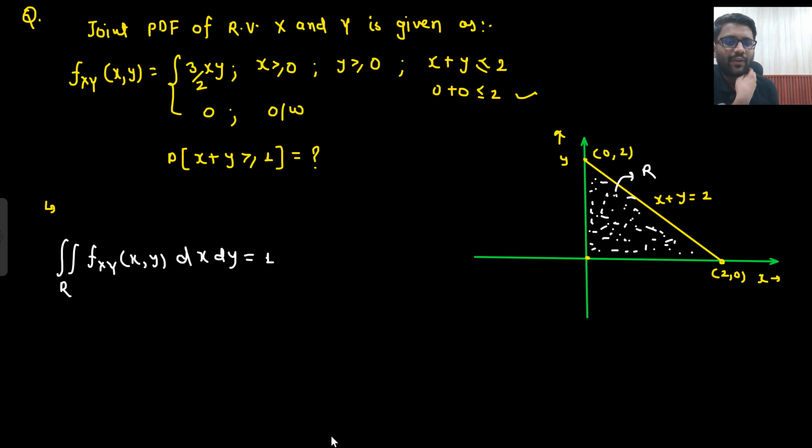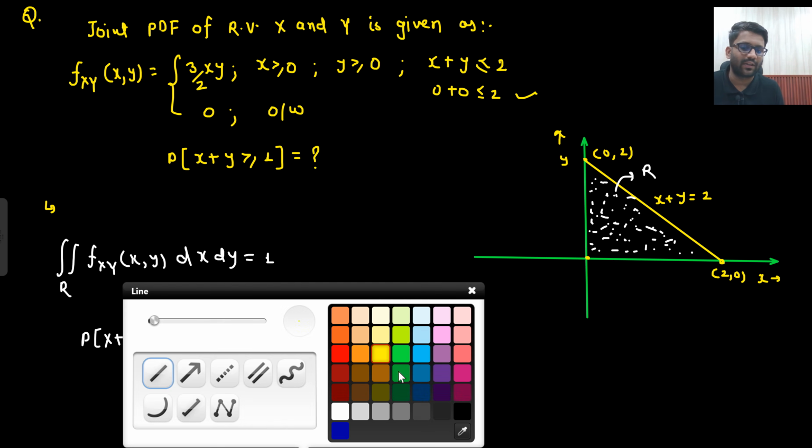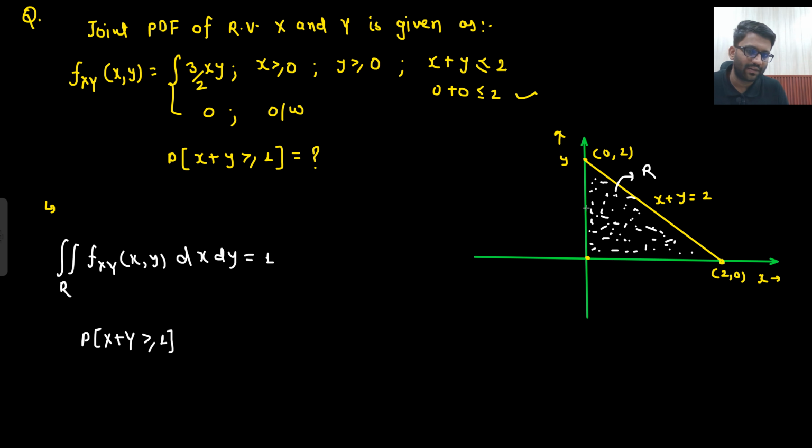Now, what do you actually need to find? You need to find the probability of x plus y greater than or equal to 1. That means again you need to take another region, x plus y greater than or equal to 1. Which region would it be? So this is the equation of x plus y equals 1.